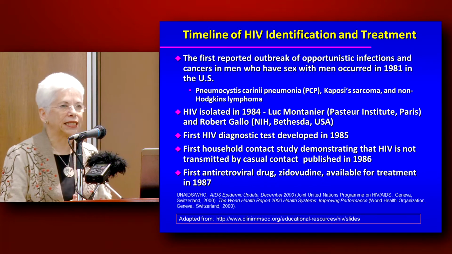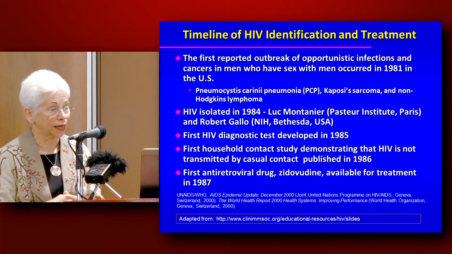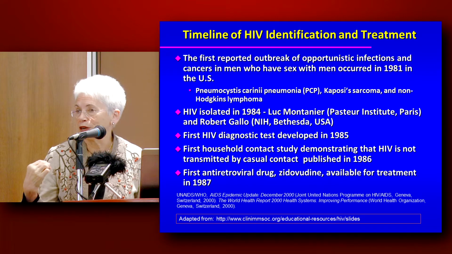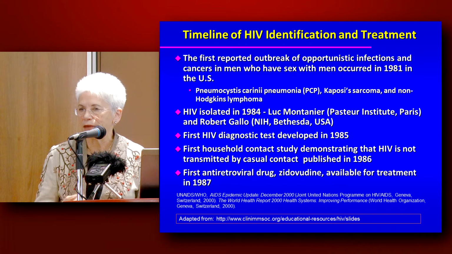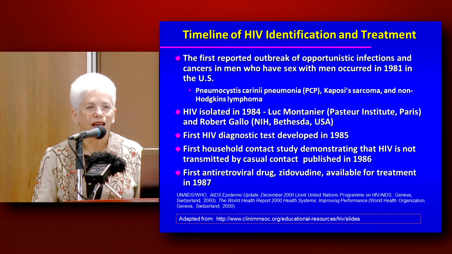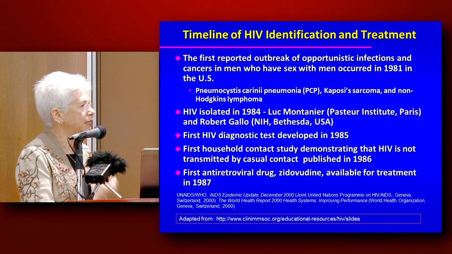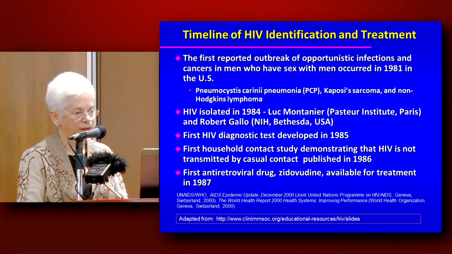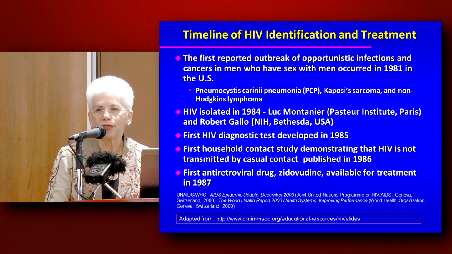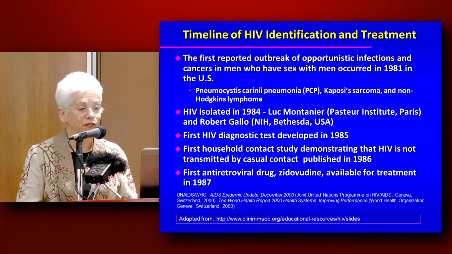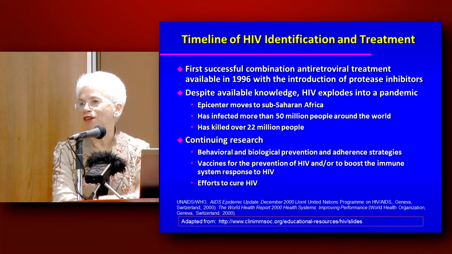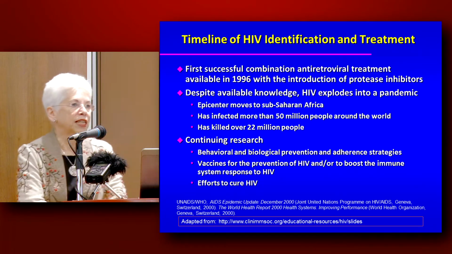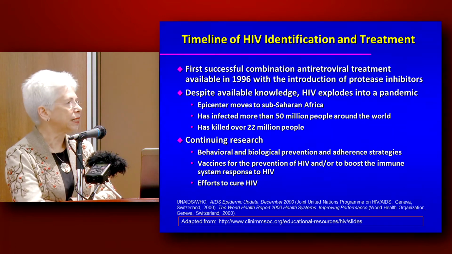And in 1986, there was the first household contact study. And the reason why that was important was it was a study that showed that HIV is not transmitted by casual contact. And that helped calm down the hysteria that existed at the beginning of the epidemic. And the first antiretroviral drug, zidovudine, was introduced in 1987. And now we have a lot of drugs. Our first successful combination was 1996.